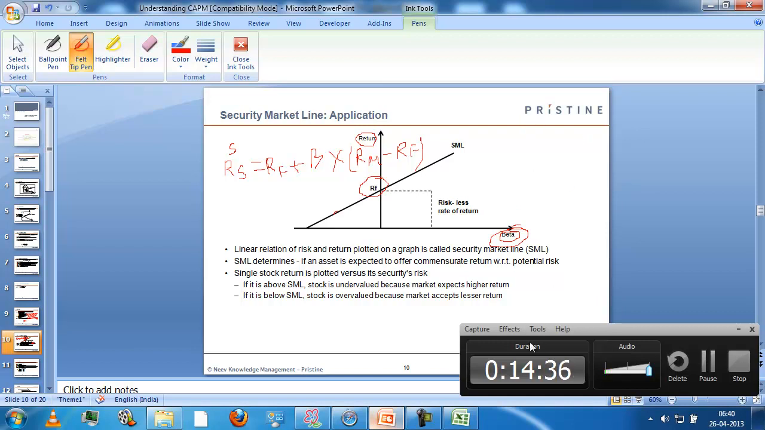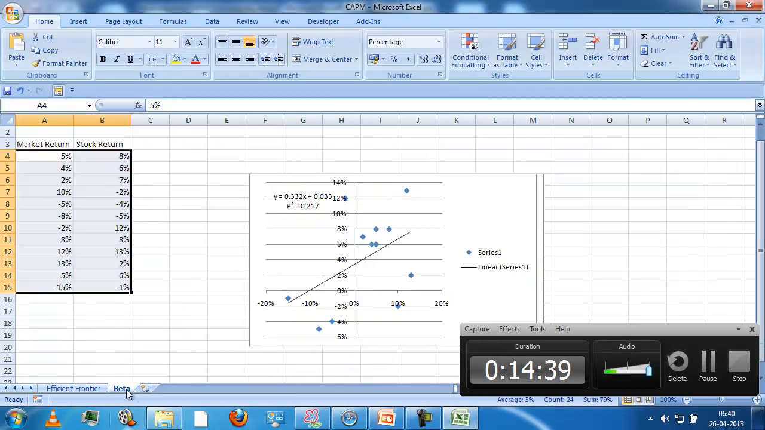So how do we calculate the beta of a stock? I've also prepared an Excel sheet for that. Suppose you have the market return in column A and the stock return in column B. Market return would be, suppose you have an index, the NASDAQ index, you can calculate the market return from the fluctuation in the NASDAQ index. And the stock return can also be easily figured out. All this data is available on the net on leading financial reporting sites like Bloomberg.